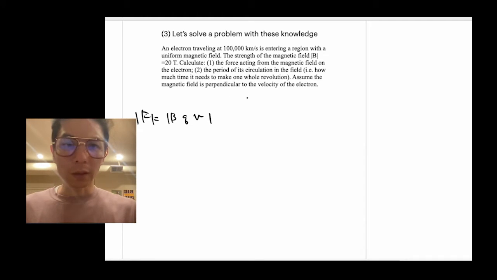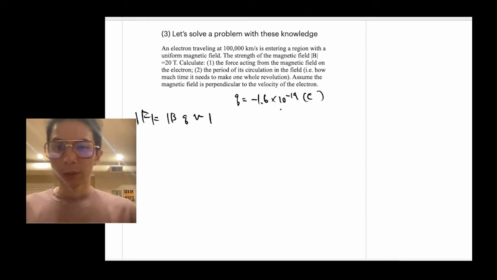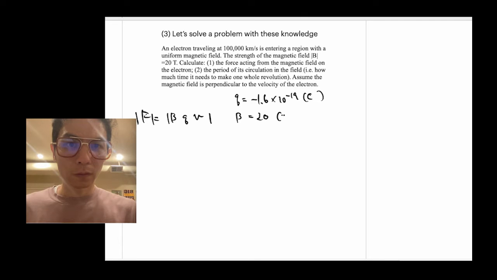And another thing you have to know is Q, which in this case is an electron, is negative 1.6 multiplied by 10 to the negative 19th, which is in Coulombs. So this is something you can know. Okay, so let's just use this equation simply. Here, B is 20 Tesla. And Q is this one.